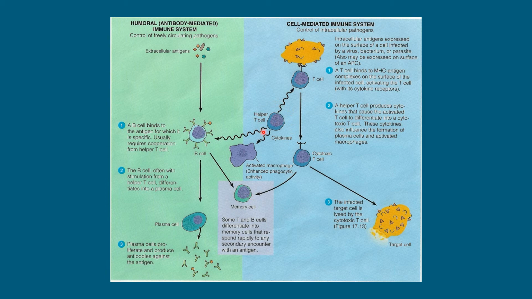The helper cells, meanwhile, will also activate your B cells. Your B cells activate the plasma cells, which produce the antibodies. When the antibodies bind to the foreign antigens, it flags them, and it will also attract the cytotoxic T cells. So these two sides have to work together.